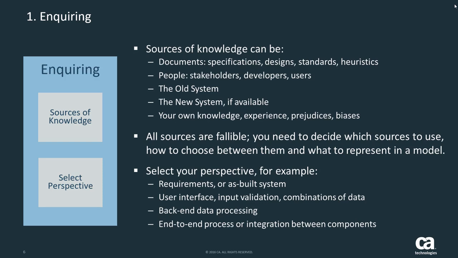All our sources are human created almost. They are all fallible. So we need to decide which sources are trustworthy. We need to decide who arbitrates between sources that are in conflict, or where there are gaps or overlaps, and so on and so forth. We have to make choices as to what we actually represent in our model.